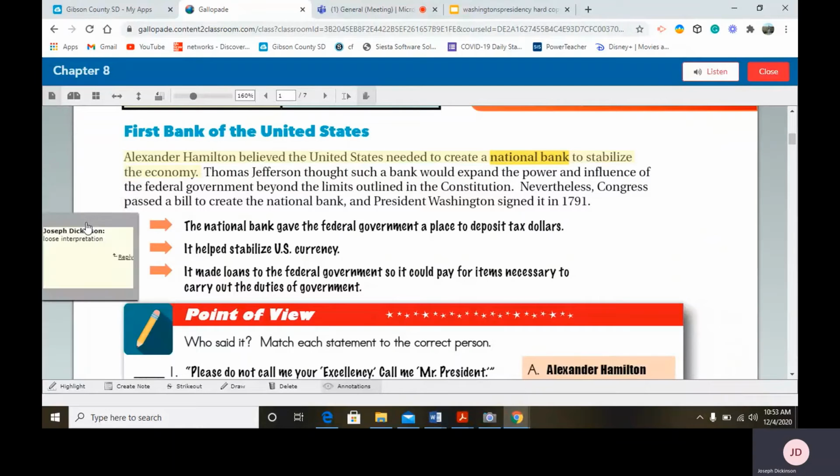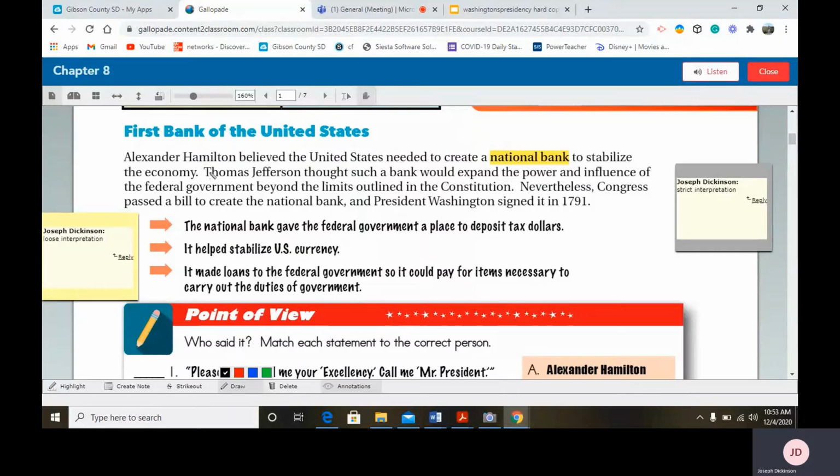And then by Thomas Jefferson, strict interpretation. Now I know it's not that big, so Miss Megan, if you could make it maybe a little bit bigger for me, I'll put it over here. But it is about Thomas Jefferson. I'll even draw an arrow for you so you'll know where it's going.